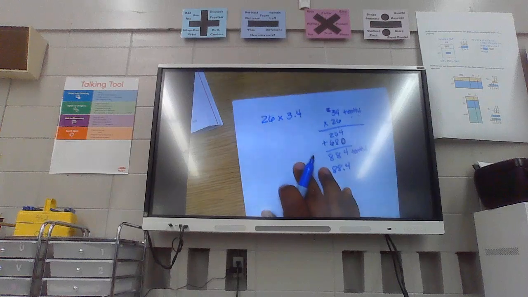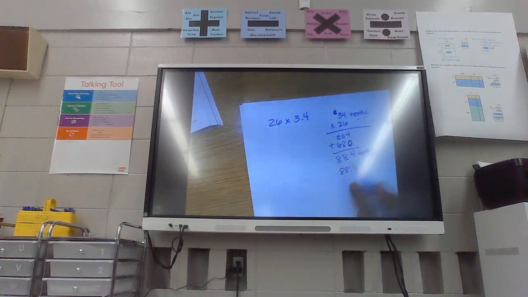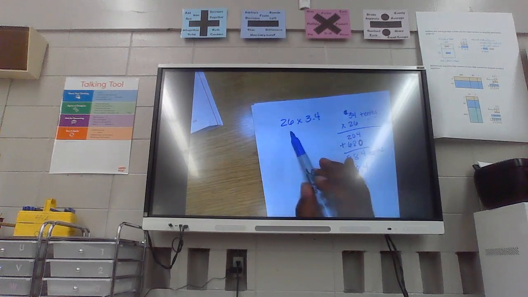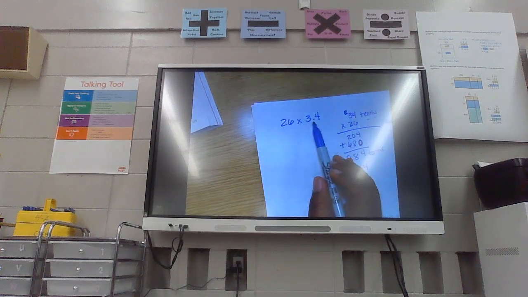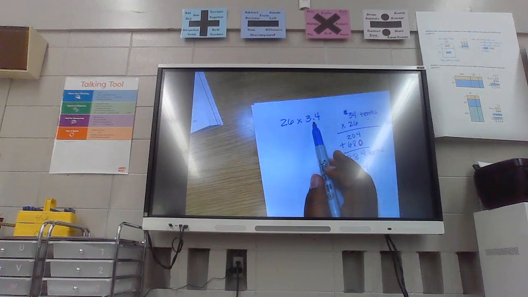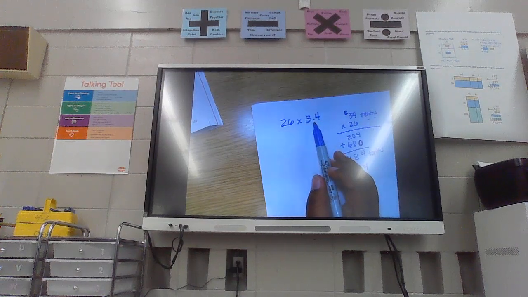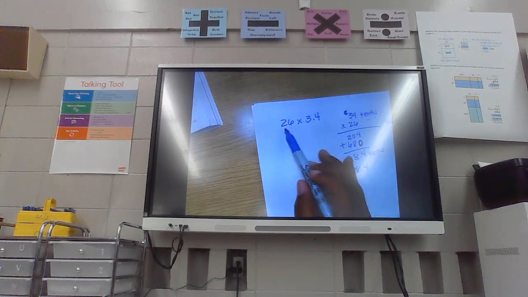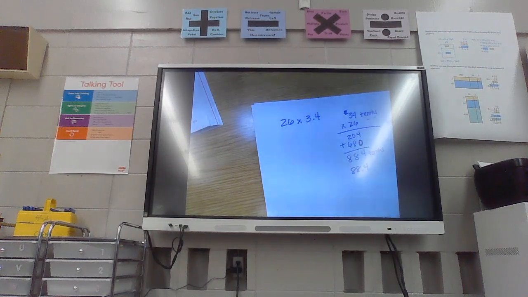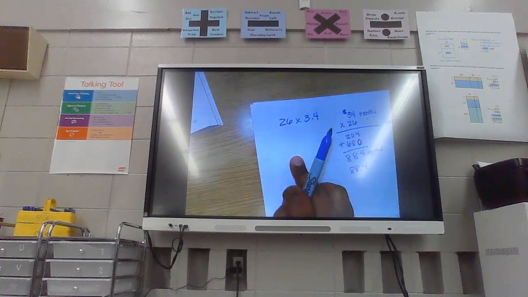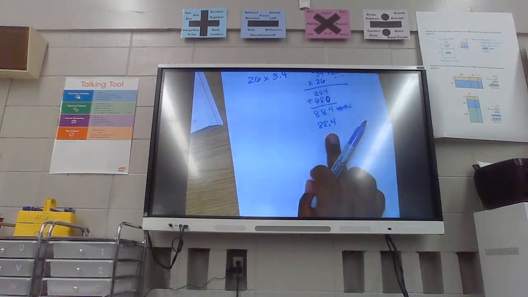Alright, let's go back and look at our actual answer. Let's make sure it makes sense. Make sure it's reasonable. This is 26 multiplied by 3.4. So let's round this. That's about what? That's about 3. And we can round this to the nearest 10. That's about what? 30. What's 30 times 3? 90. That means my answer should be about what? 90. So is it reasonable that my answer is 88.4?